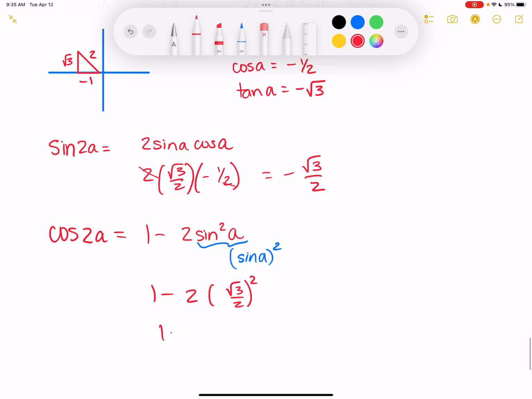So then that's 1 minus 2, and then the square root of 3 squared is just 3, and 2 squared is 4. So the 2 and the 4 can cancel, and you end up with 3/2. So you can rewrite your 1 as 2 over 2 minus 3 over 2. It's negative 1/2.